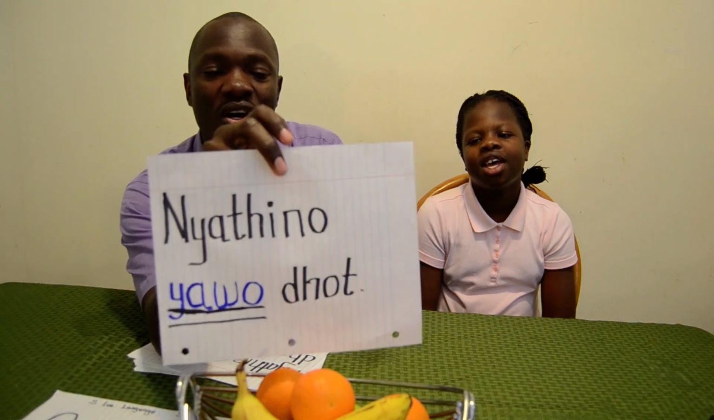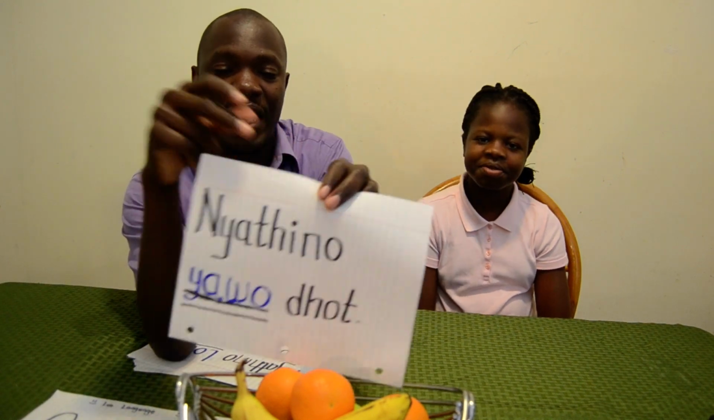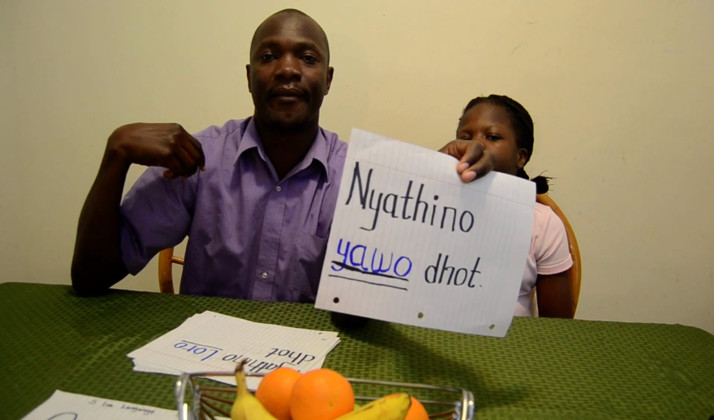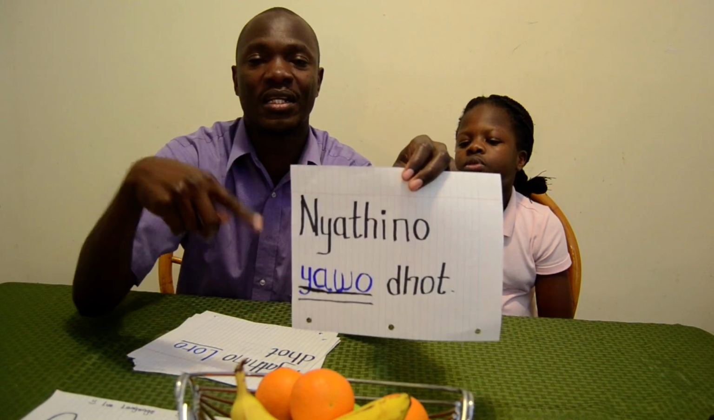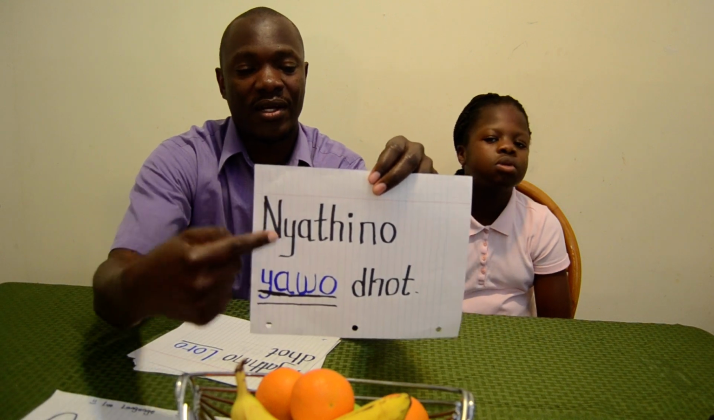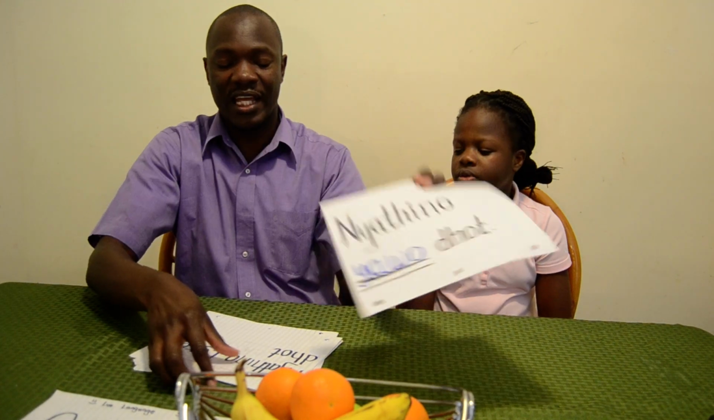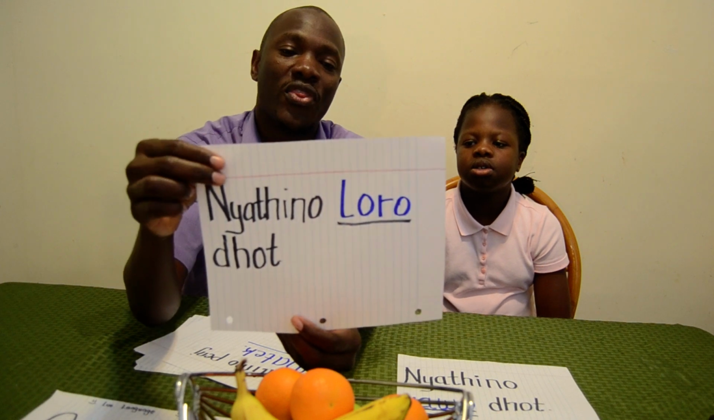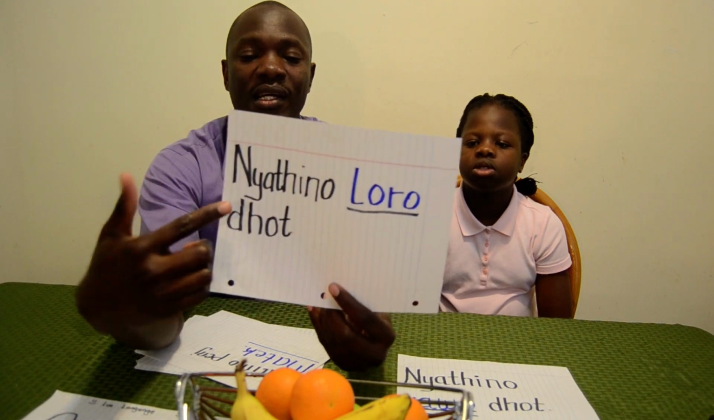Nyathino yao dot. Now this act of yao is open. So the kid is opening the door. And the opposite of that would be Nyathino loro dot. So the kid is closing the door.